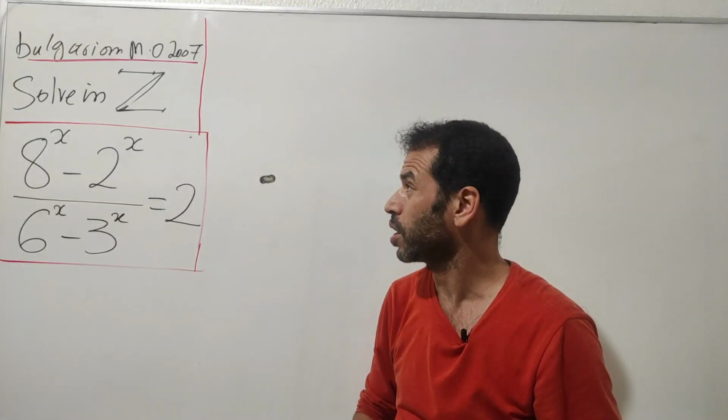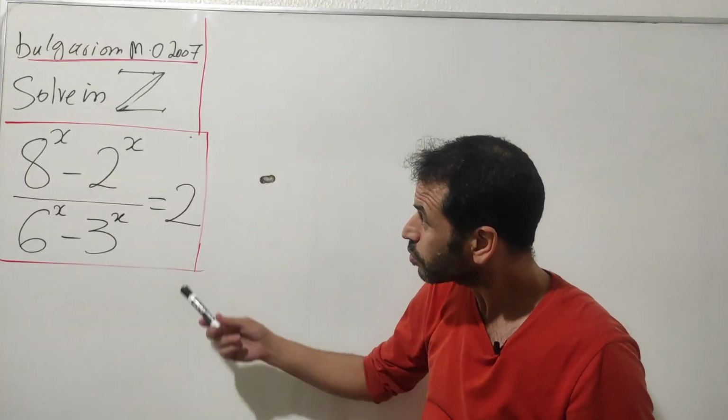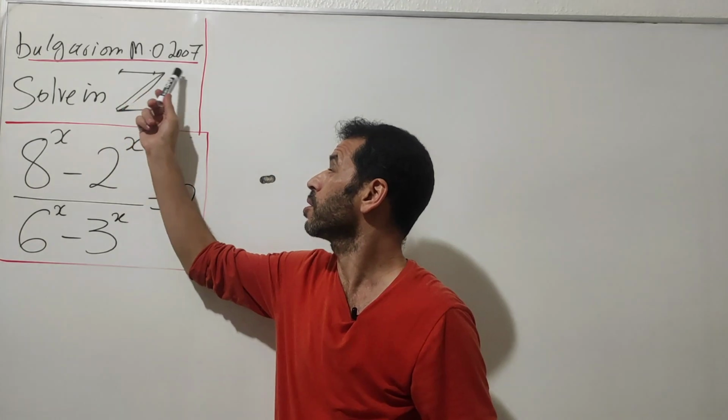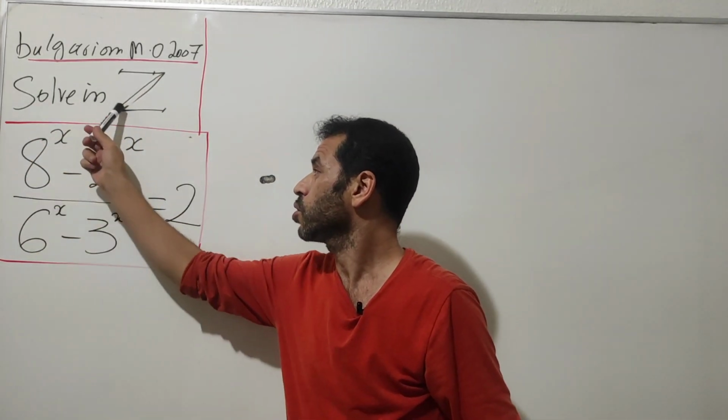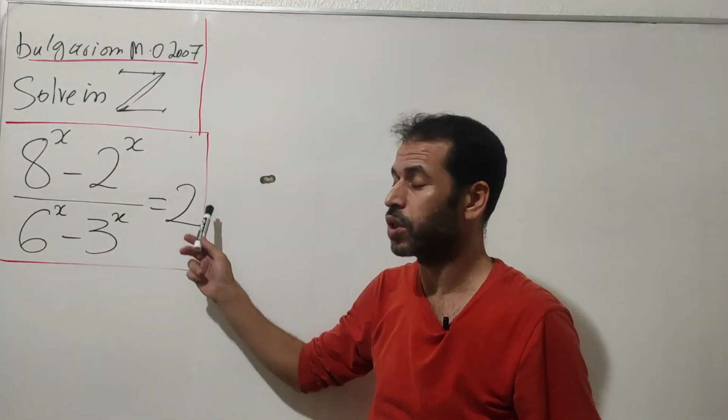In today's video, here is a nice and quick problem. It's coming from the Bulgarian Mathematical Olympiad, edition 2007. Here is the following setup. Our goal is to solve the following equation.